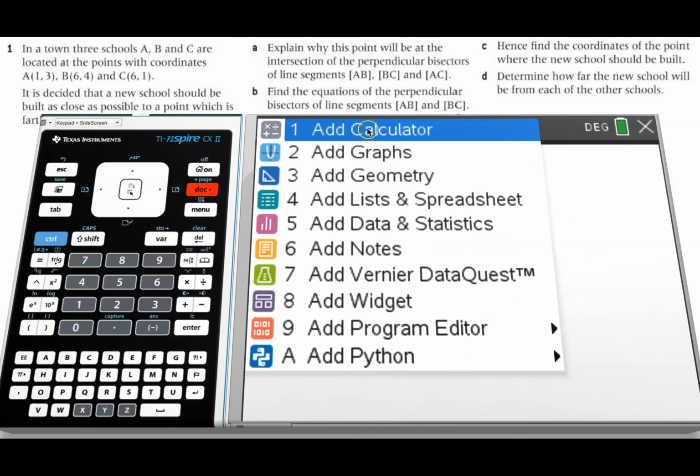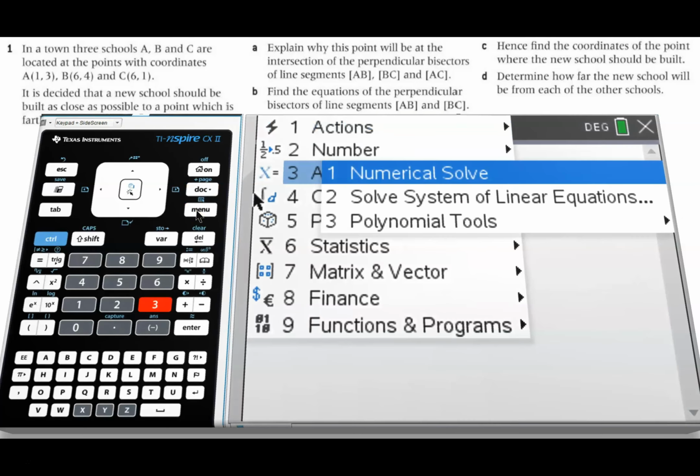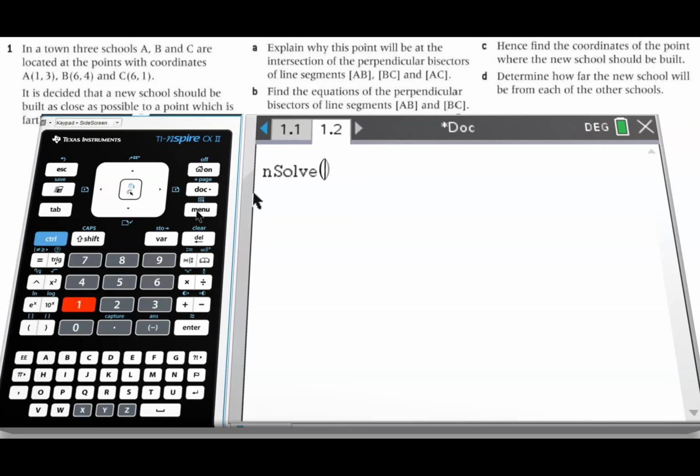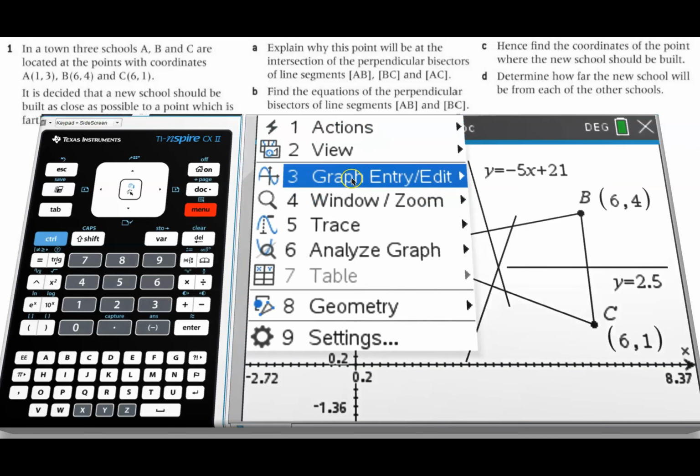Make a new page. I'll go to a calculator page. I'm going to find out where those 2 lines actually cross so I can reveal the coordinates. I just set the equations equal to each other. So it was 2.5 for one of them, and negative 5x plus 21 for the other. Solving for x, it tells us that the x value will be 3.7. That doesn't tell us what the y value is, but we know it is 2.5, because one of the lines was y equals 2.5, and every point on that line has a y value of 2.5.